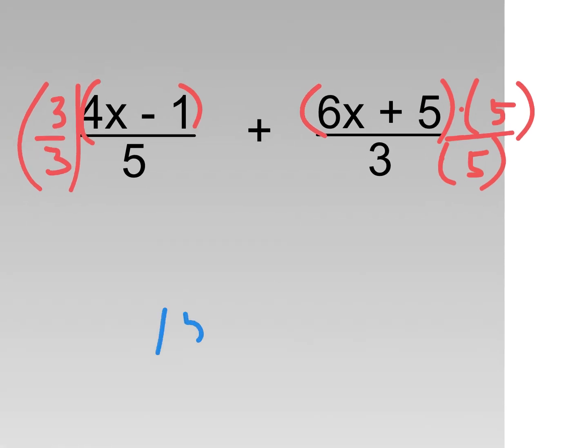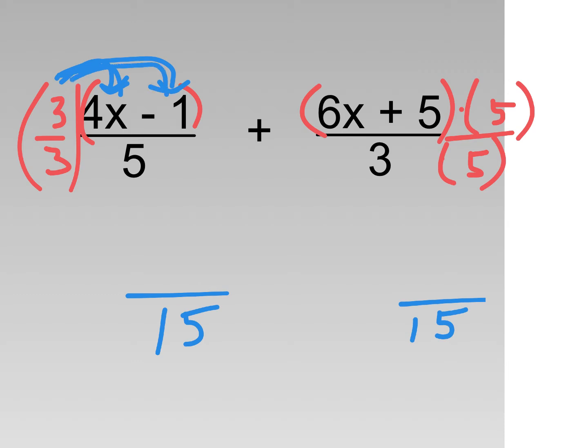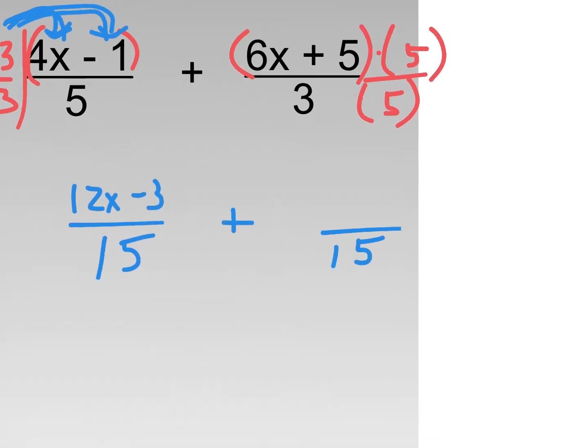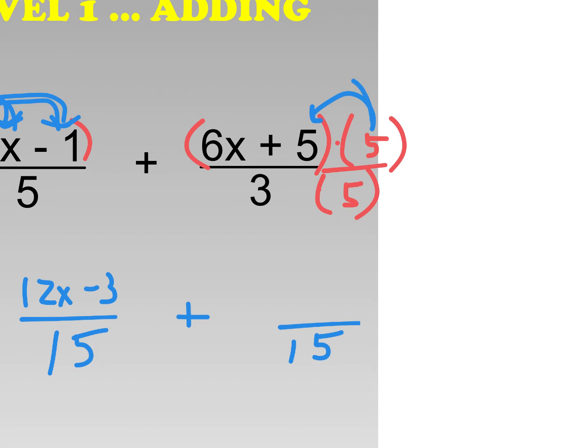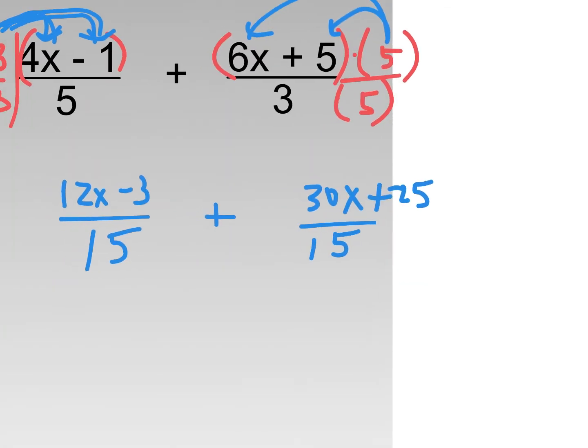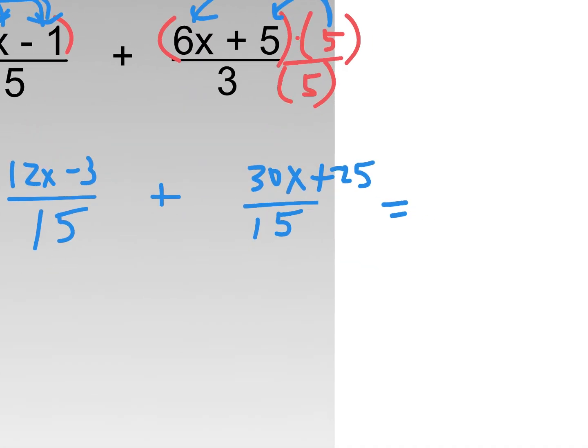3 times 5 is 15 on the bottom. And there's 15 on the bottom over here, so that's the easy part. The top part's harder. Taylor, what'd you get over here? Would it be 12x minus 3? Yep. Plus Parker, what do you get right here? 30x plus 25. Yep.